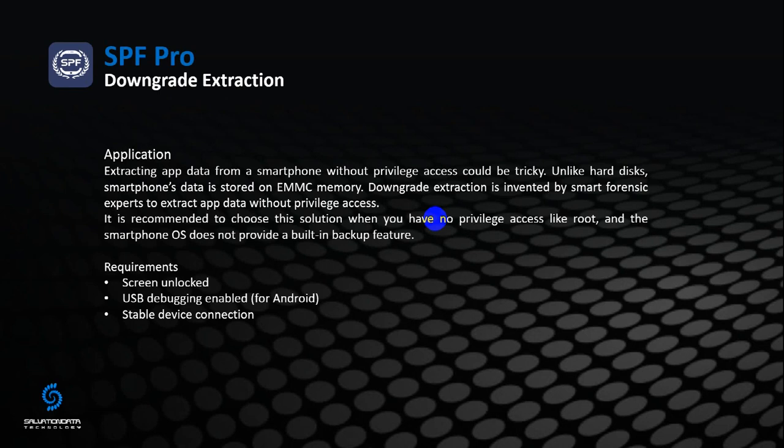This is realized by rolling back the target APP to an old version and then using the ADB command line to extract the backup files, which include database files. This process is called downgrade extraction by us.